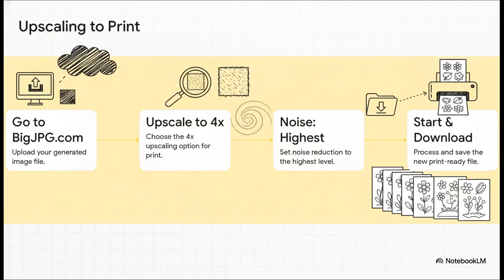Now, don't worry, this sounds technical, but it is so easy. You can use a free tool like bigjpg.com. You just go to the site, upload your picture, crank that upscaling setting to 4x, set the noise reduction to the highest it'll go, click Start, and download your brand new print-ready file. That's it. You just do that for all 10 of your coloring pages, and boom, your raw materials are good to go.